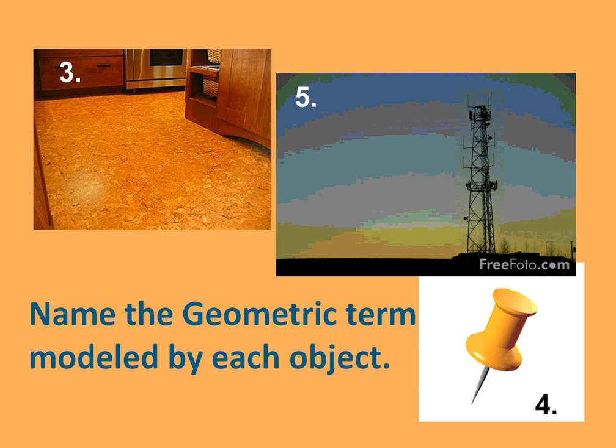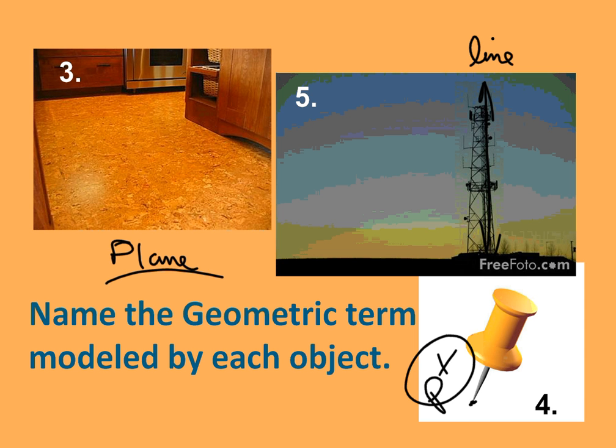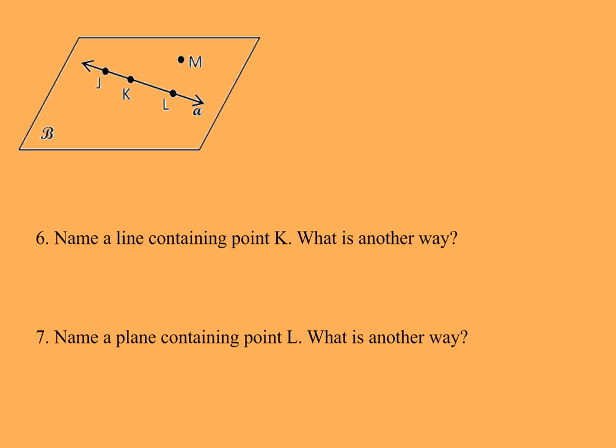Name the geometric term modeled by each object. This would be a floor, a flat space. I'm going to call this one a plane. A tower I would represent basically as a line. And a push pin right down here, no size, no space, that's going to be a point. Name a line containing point K. Well, there's about 15 different ways to do that. If I've got K, I can call it JK, JL, KL, or I can just call it A.